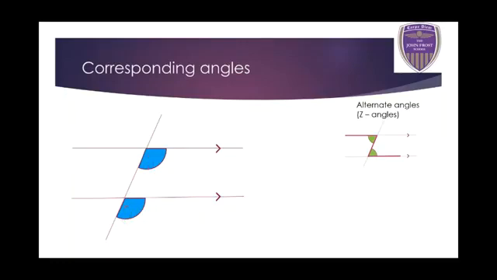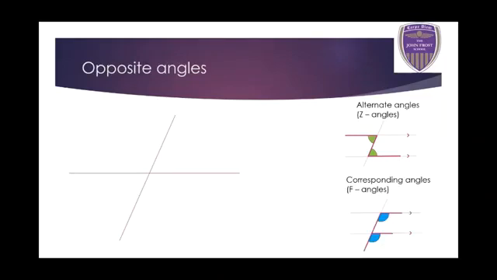If the bottom angle was 30, then this top angle would be 30. If the bottom angle was 150, then the top angle would also be 150. Now, an easy way to remember this angle is if we highlight all the lines that are involved with these angles, we get an F shape. So these are corresponding angles, or F angles, if you will.